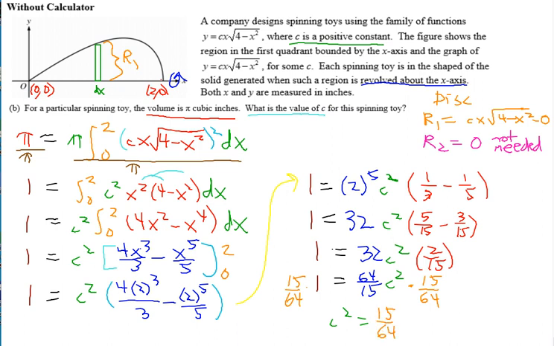And then take the square root of both sides. Normally you need plus or minus here, but remember it told us c is a positive constant, so we don't have to worry about the negative. So c would equal, well, 15 doesn't simplify at all, so that's the square root of 15. But the square root of 64, that's a perfect square, that just becomes 8. So that is our c value, the square root of 15 over 8. That would make the volume of this spinning toy exactly pi.